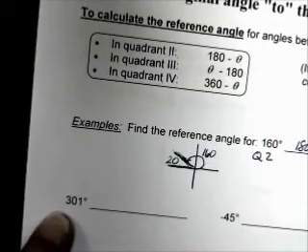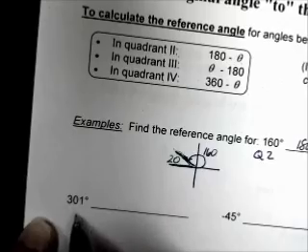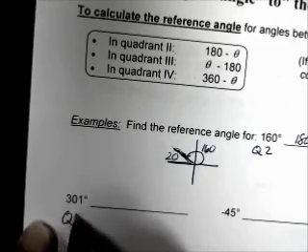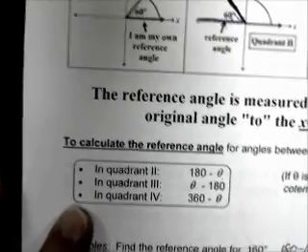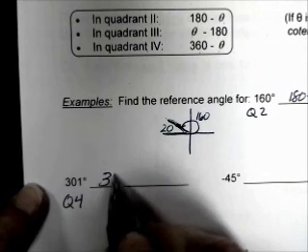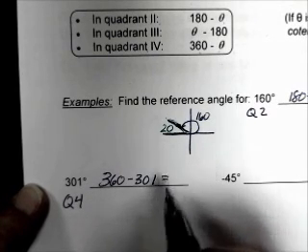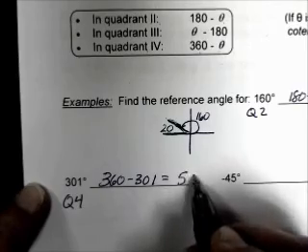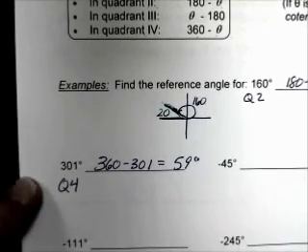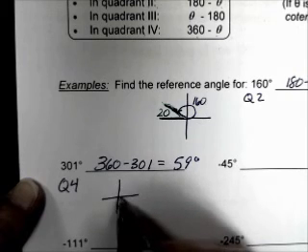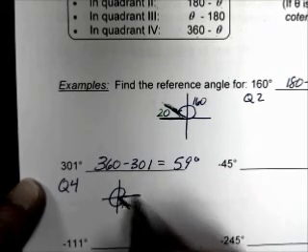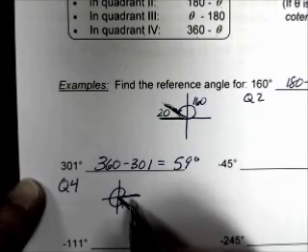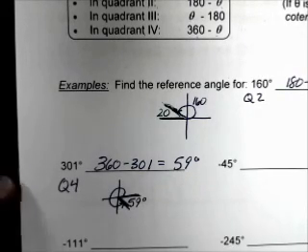Next, 301. Well, a 301 degree angle would end up in what quadrant? Quadrant 4. So for an angle in quadrant 4, you get its reference angle by taking 360, subtracting the angle. So 360 subtract 301 is 59. And again, if I wanted to draw it, here's my 301, and then the reference angle would be with that terminal side and the positive portion of the x-axis, and that would be a 59 degree reference angle.